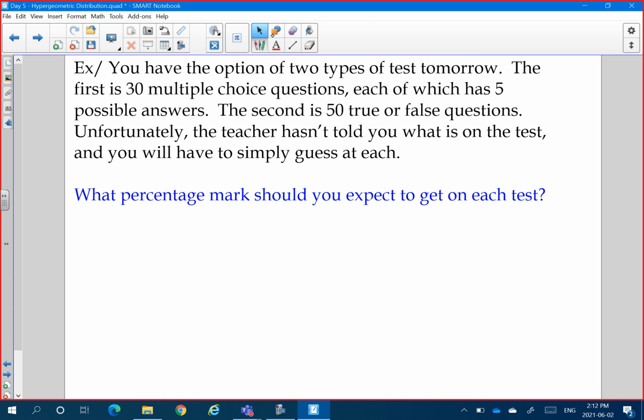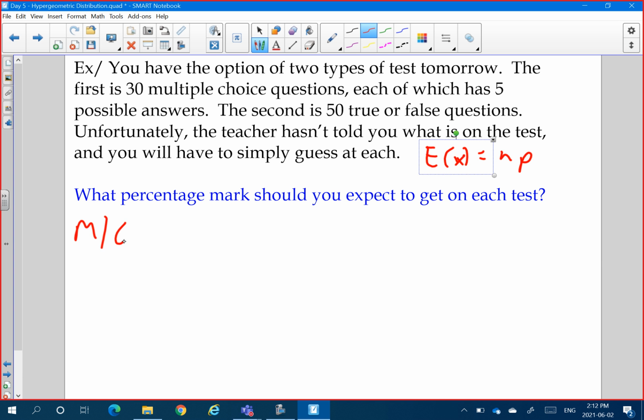Now let's remember what expectation and expected value means. We just talked about this: the number of questions, or items, and then the probability. So if you're doing the multiple choice questions, what kind of mark should you expect if you're just guessing? Well, what is your probability of getting a question right if there's 5 possible answers? It's 1 out of 5, because if you're just guessing blindly, you have a 1 out of 5 chance.